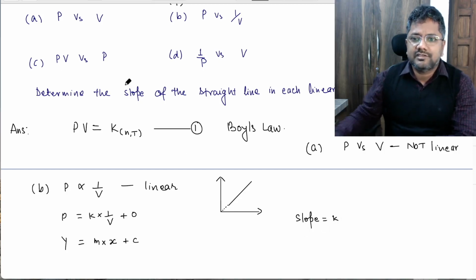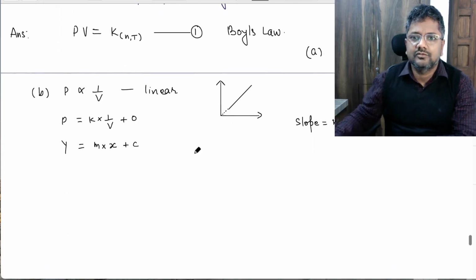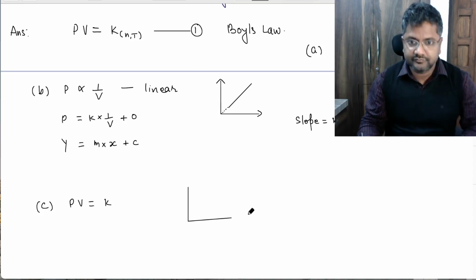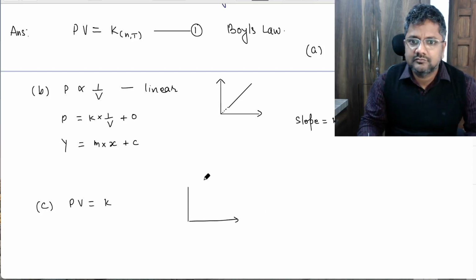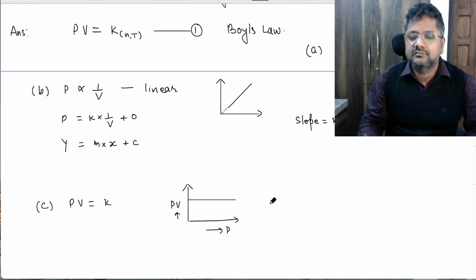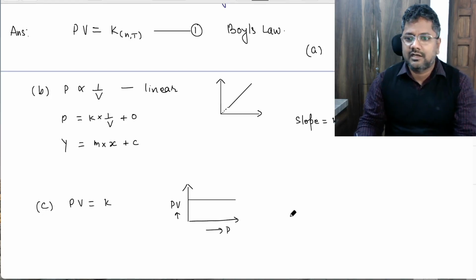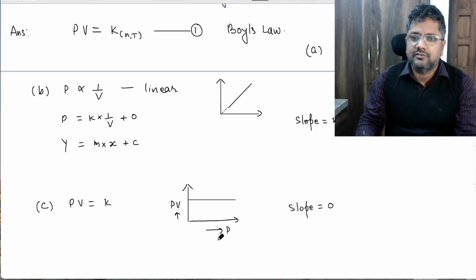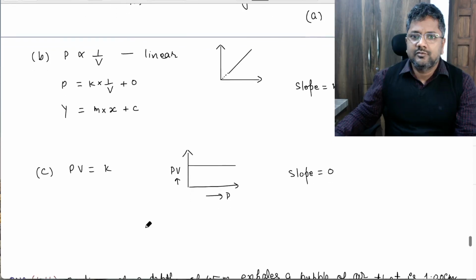Now C part, PV versus P. If you take a plot, PV is equal to K. So if you have PV versus P, this is also linear, a straight line, and this time the slope is equal to 0, right? Slope is equal to 0.